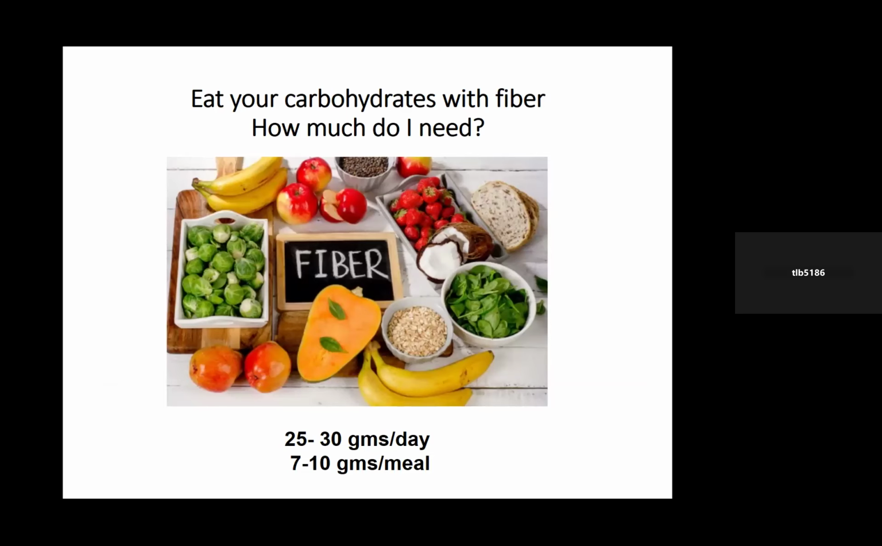So when we eat carbs, it's important to make sure that we're eating carbs with fiber. We want to make sure that we're getting those 25 to 30 grams of fiber per day, or a minimum of 7 to 10 grams per meal. And we can find fiber in many, many foods.